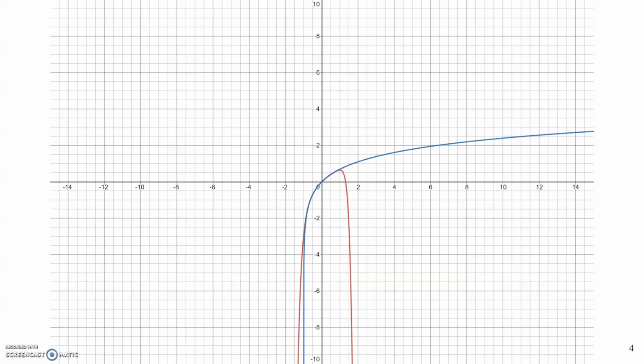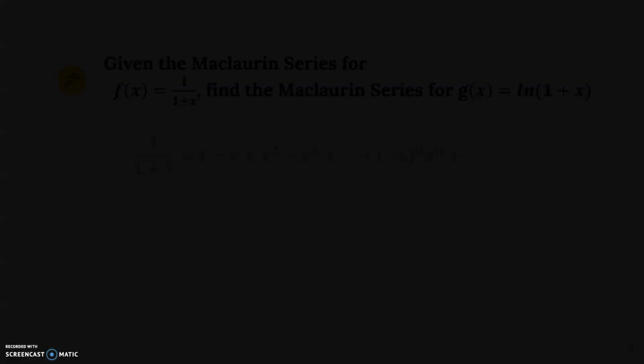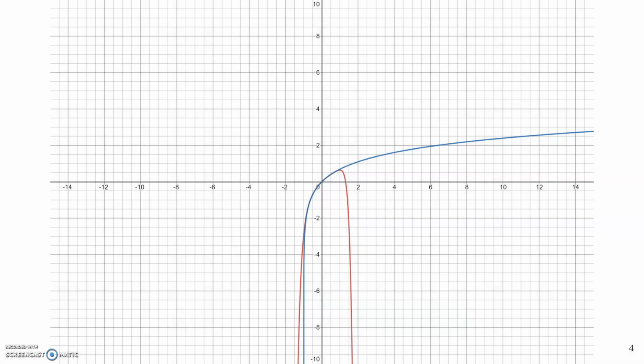Here's a picture of it. The red is the Taylor series, the blue is natural log of 1 plus x, so it's the natural log function shifted left. And you can see that they really converge on that interval, but they don't as long as we're outside of -1 and 1.